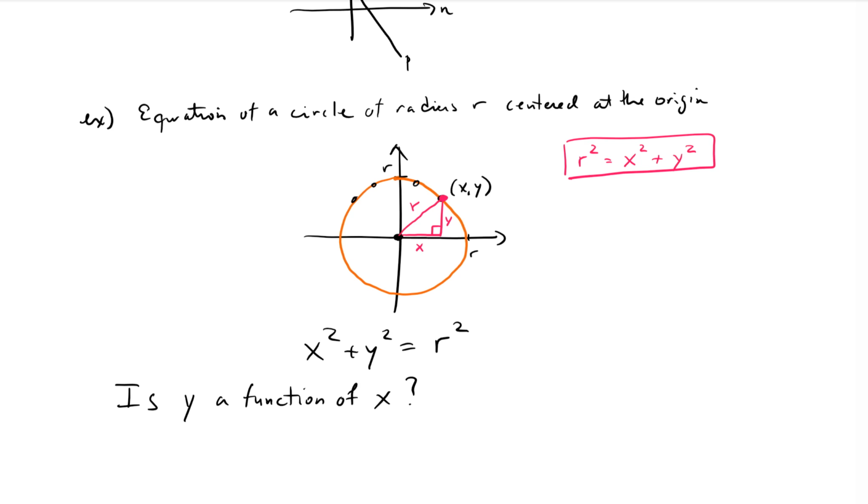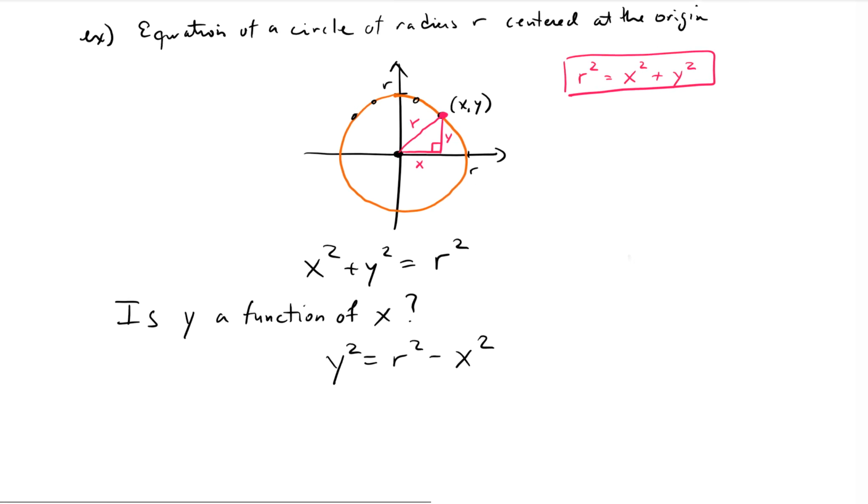To answer this question, I need to ask myself, can I solve this equation for y? So if I try to, I'm going to send the x squared on the other side. And it seems I'm capable of solving for y by taking the square root on both sides. But remember that if you take the square root, you're going to get something that's positive. A square root of something is always a positive quantity.